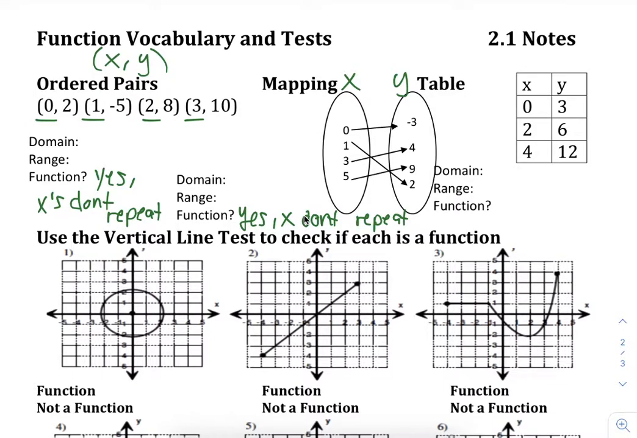All right, let's look at that part for the very last one. So we're over here on the table. All right, on the table, I'm checking out all of my x's, so all the numbers here. Are any of them repeated? We would say no. So in this problem, if I had 2 zeros or if I had 2 4s, that would not be a function, but for right now, we're still good. We would say yes. X's don't repeat.